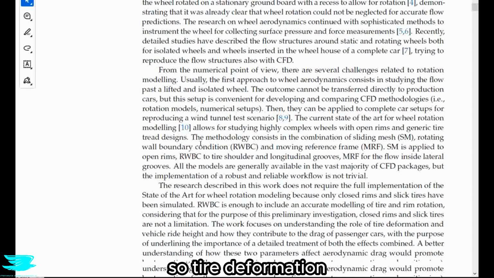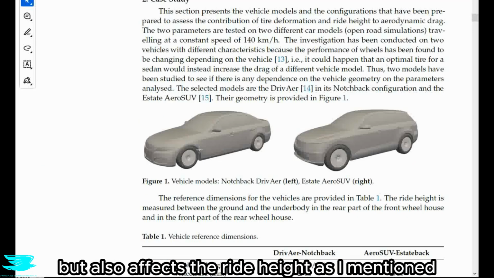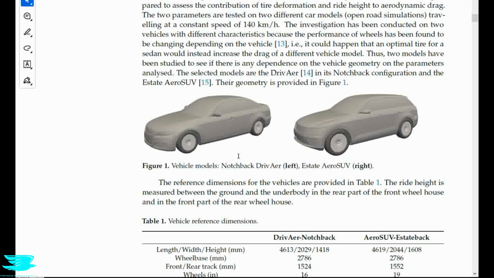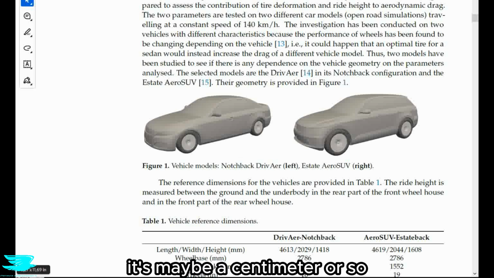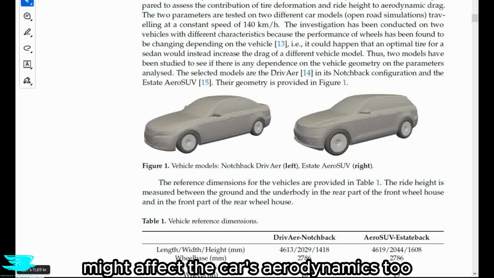So tire deflection definitely affects the geometry of the tire and hence the aerodynamics around it, but it also affects the ride height, as I mentioned, and that's because as the tire gets more squished, the car will sink down more. Now, it isn't that much. We saw before it's maybe a centimeter or so, but it is something, and it highlights how the ride height might affect the car's aerodynamics too.